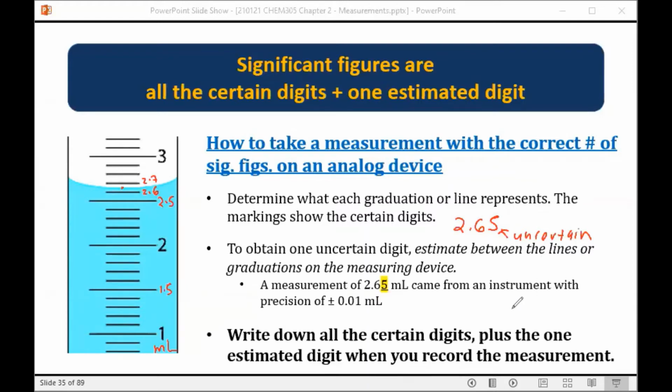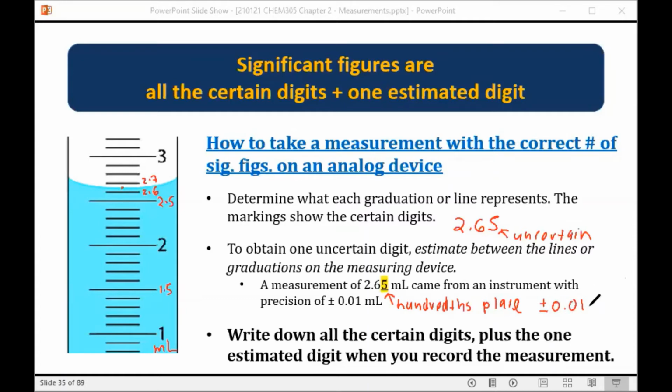So when we talk about measuring devices, scientists are often interested in the precision of the instrument. When we talk about the precision of the instrument, we're just talking about at what point you make your estimate for the measured value. In our example, I estimated that the liquid level was at 2.65 milliliters. So the estimated digit was in the hundredths place, which means our uncertainty or precision of the instrument is 0.01.